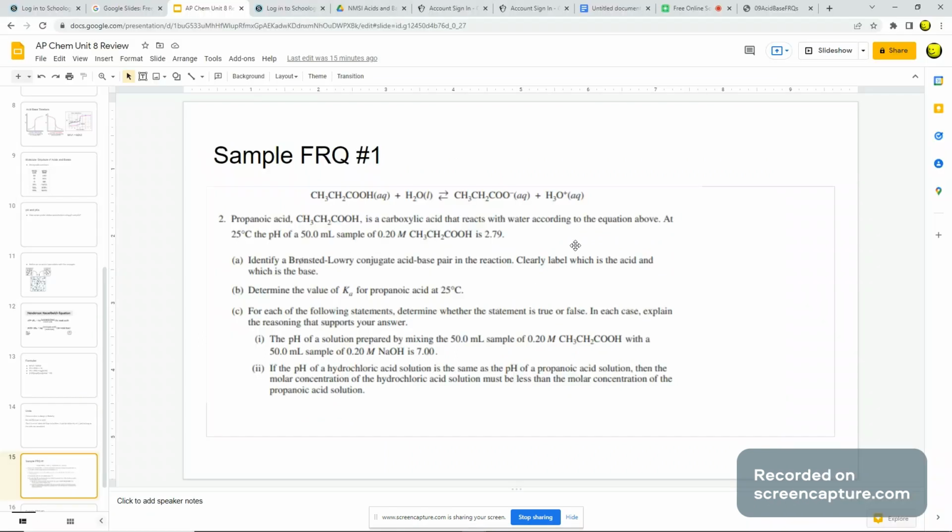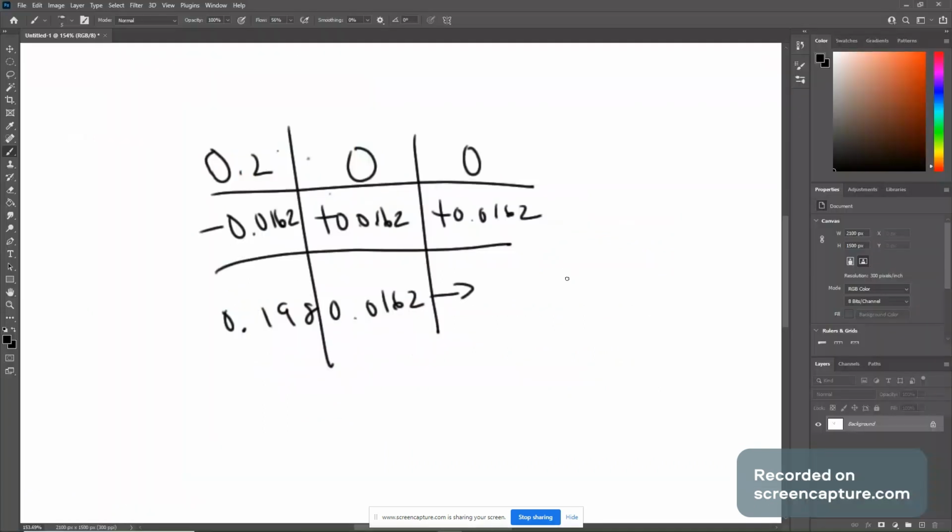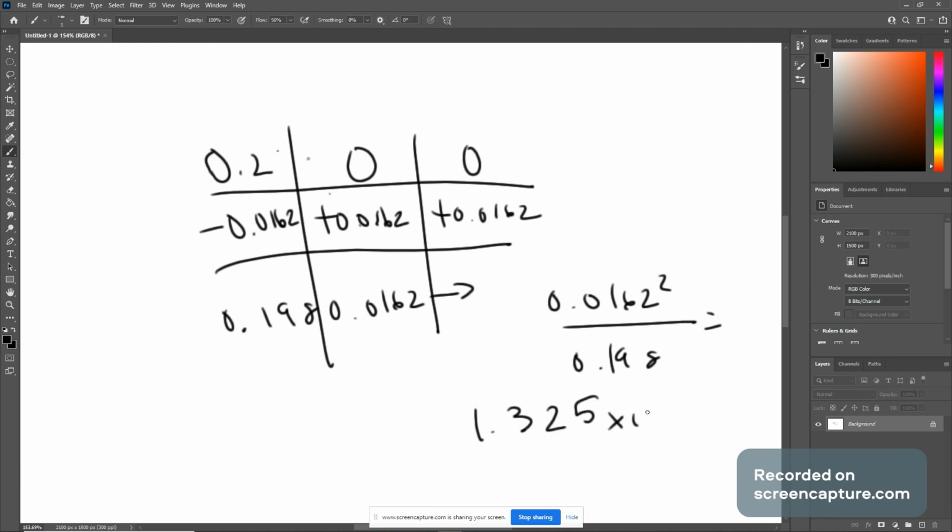And so the Ka will be your products over your reactants. So it's going to be 0.00162 squared over 0.19838. And that equals approximately 1.325 times 10 to the negative fifth. And that's what I got.